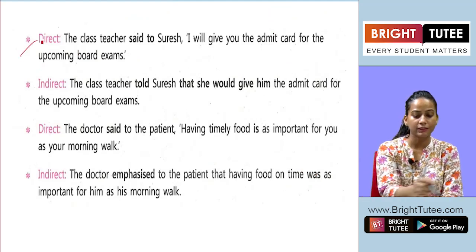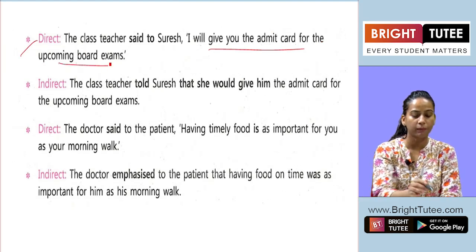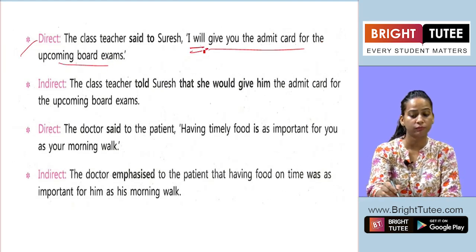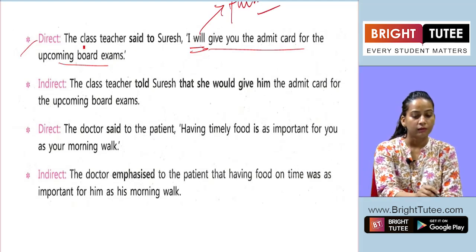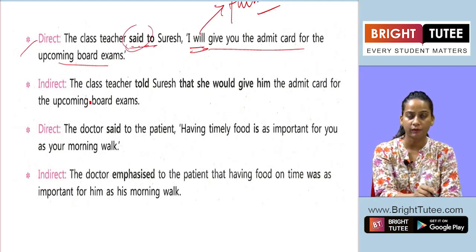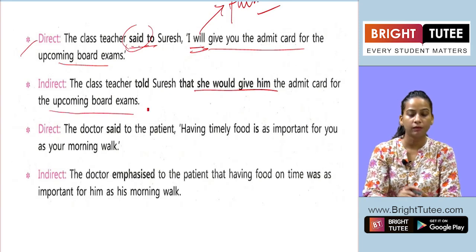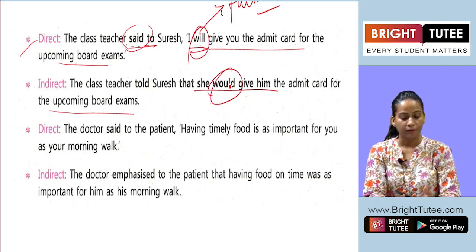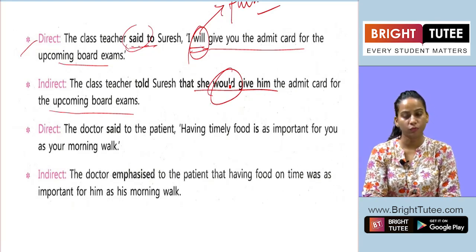Next example, the class teacher said to Suresh, I will give you the admit card for the upcoming board exam. So here we have to find out that it is in future tense. Simple future it is. The class teacher said to Suresh, and that is in past. So accordingly we have to change it. The class teacher told Suresh that she would give him the admit card for the upcoming board exam. So that will change into would. Clear? Will changes into would, or shall changes into should. So accordingly we have to work here.